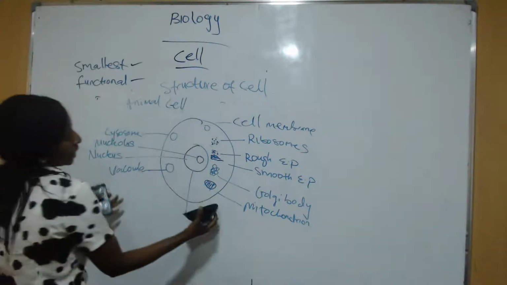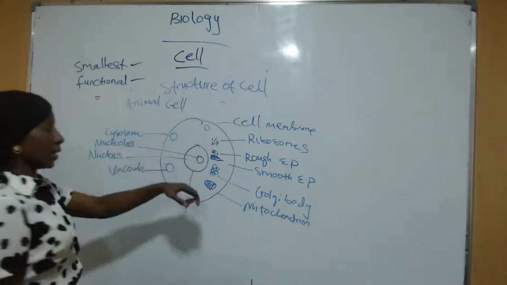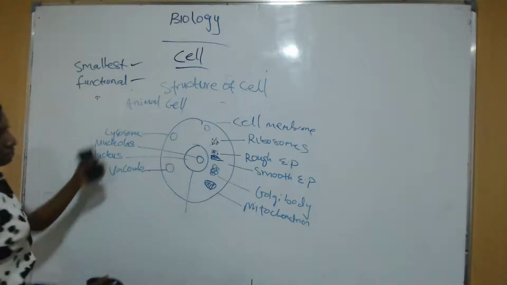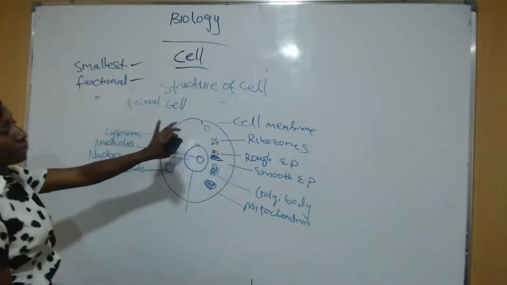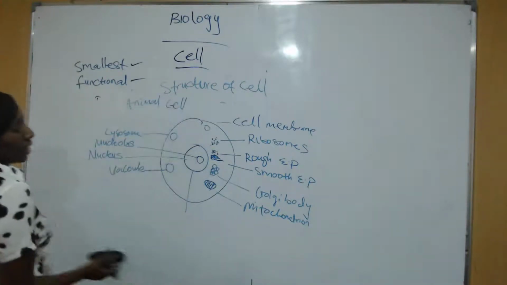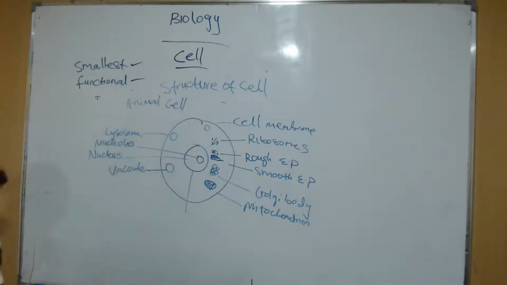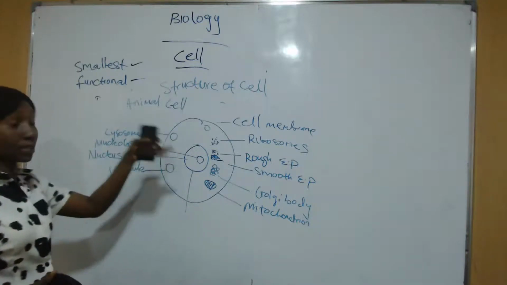The animal cell and the plant cell have similar organelles except for a few that are different. Their functions, just as in the plant cell, are the same in the animal cell, except for the organelles that are not found in either of the cells.